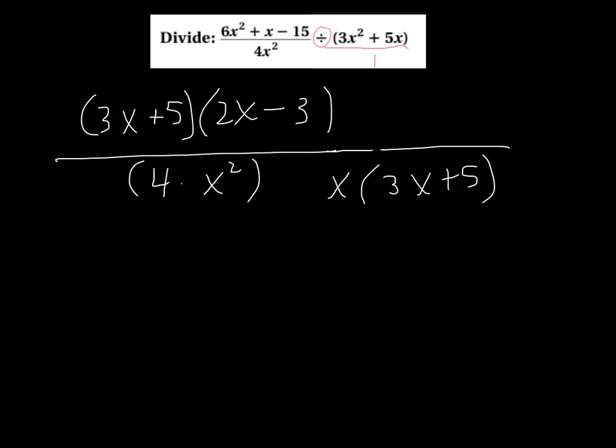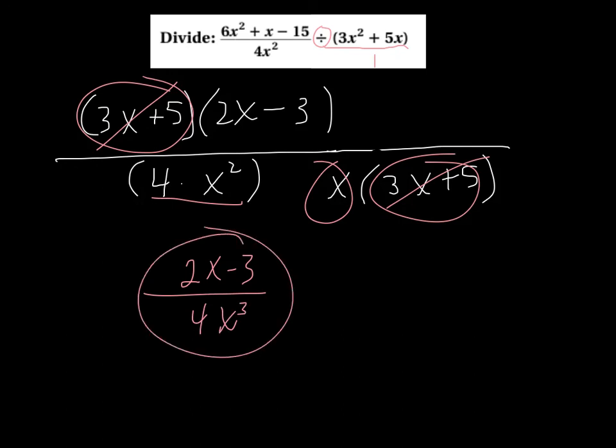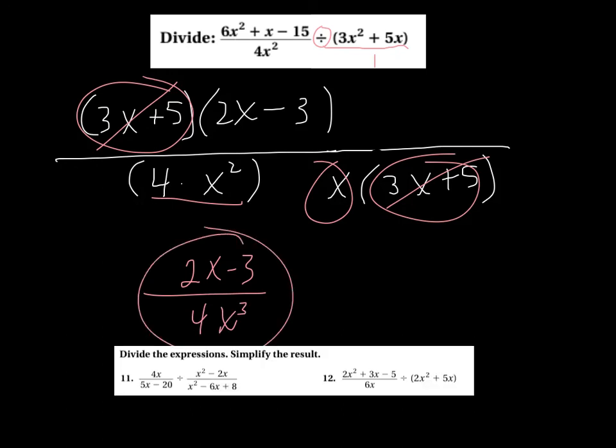So what do we have here that'll cancel out? Hey, 3x plus 5 and 3x plus 5. Boom, boom. How about the 2x minus 3? Not much we could do there, so we got the 2x minus 3 on the top. Then we got an x and a 4x squared, so that's just 4x to the third. That's about it. Well, that's almost about it.